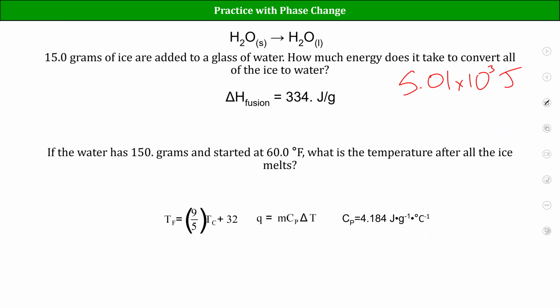If we put this in 150 grams of water, so we took 15 grams of ice, one big ice cube, and we put it in 150 grams of water that started at 60 Fahrenheit, what's the temperature after all of the ice melts? So your 60-degree room temperature water should drop, right? We have something changing temperature now, which means we're using that equation.